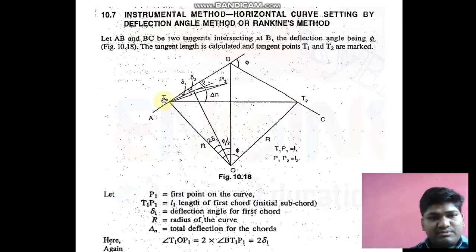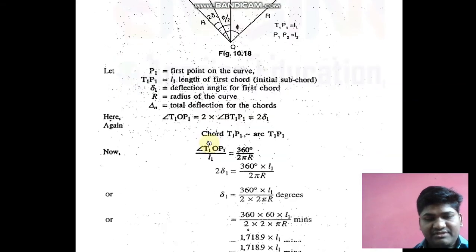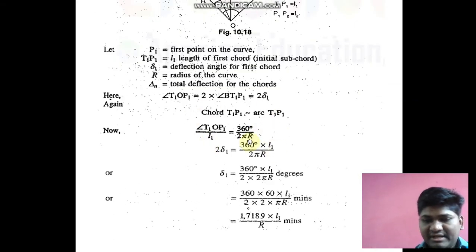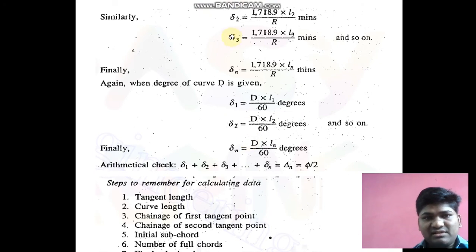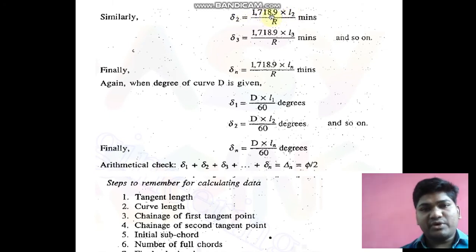I've just drawn one simple diagram, in which I've considered the first chord that I showed in the presentation. We have considered the triangle T1P1O. That length is L1, and this angle is twice delta. I've put that into the perimeter formula, and I've got that result. Similarly, I can calculate delta 2. For delta 2, the L1 value is replaced by L2, so delta 2 will be 1718.9 into L2 divided by R. Units again will be minutes. This process goes on, and I can find the number of angles up to delta n.